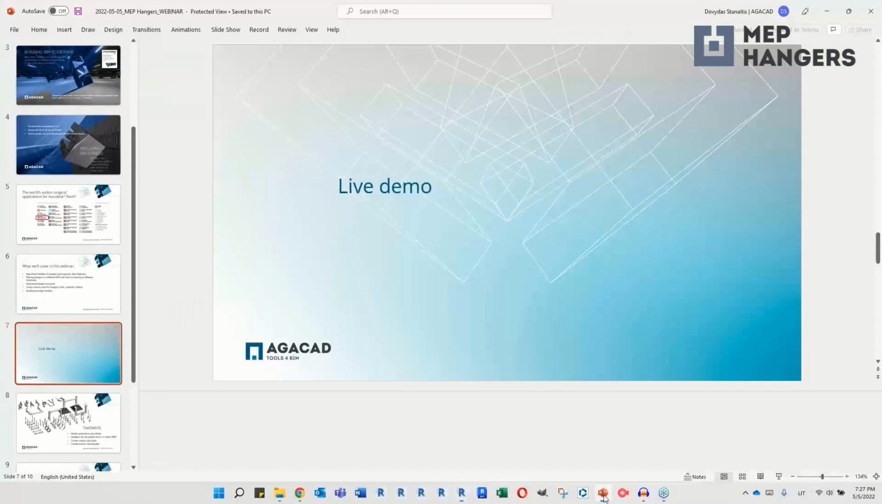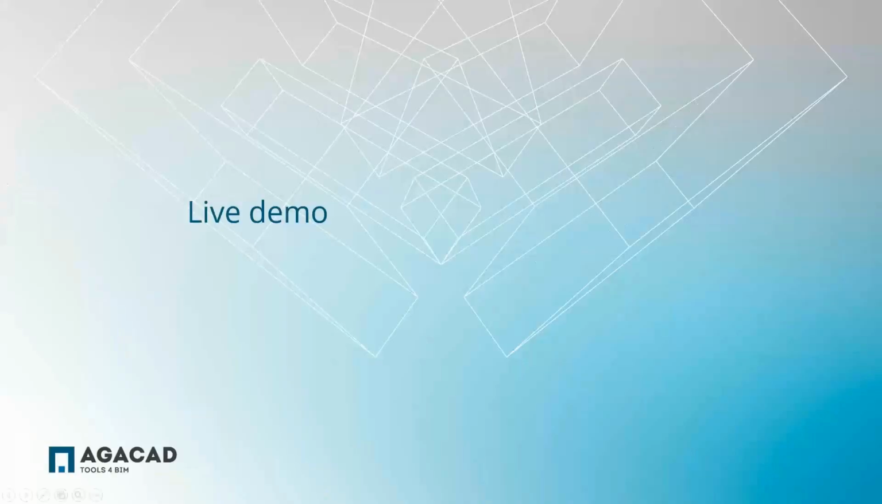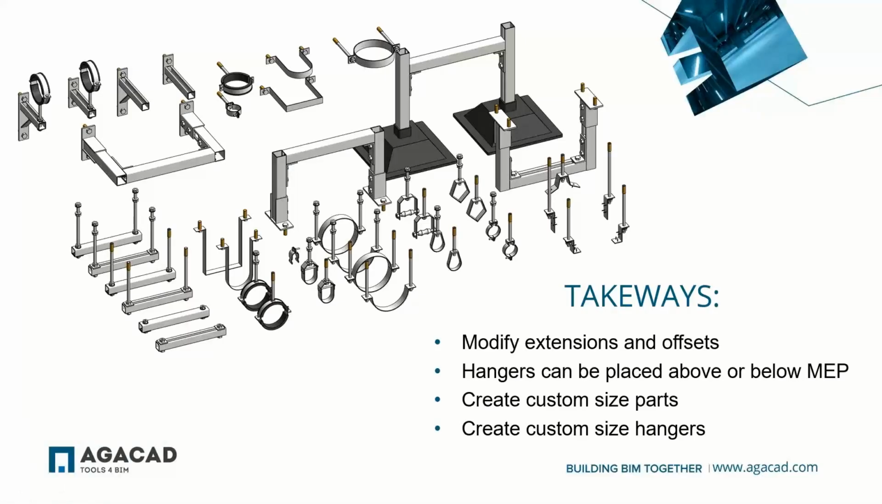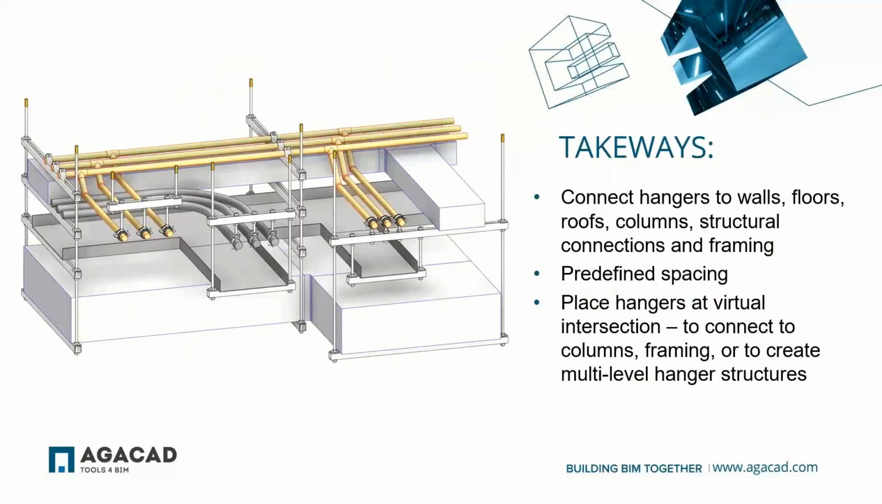So actually that was it for the live part of the demonstration. Some takeaways from today's webinar. New Revit families allows for hangers to be extended to either side, placed with an offset or placed either above or below MEP services. Positioning and appearance can be controlled too. Custom size parts can be used and other hangers will adapt to any size. Custom hangers can also be created and will work with our software. New families also provide accurate bills of materials.